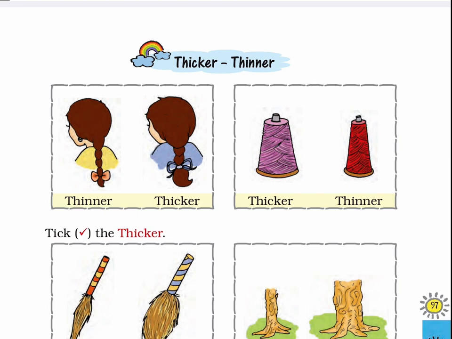Braid of girl 1 is as round as your finger, and braid of girl 2 is as round as your arm. The word thinner is written beneath girl 1 and thicker is written beneath girl 2. Braid of girl 2 has more hair and hence it is thicker than braid of girl 1.